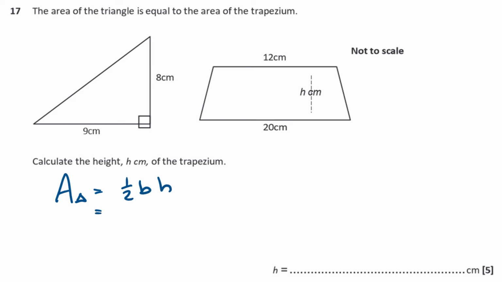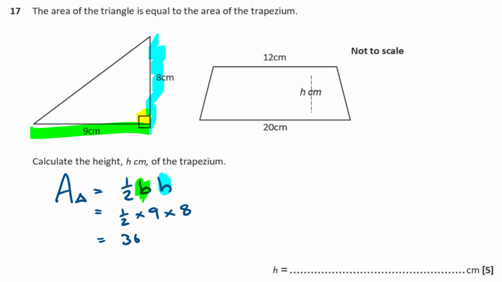Where base and height are two side lengths at right angles to each other. Okay, so the right angle, sorry, it got reproduced quite poorly, is down here. So I'm going to use my base as 9 there, and my height as the 8. Okay, so then subbing that into the formula, that's half times 9 times 8. Half 8 is 4, 4 9s are 36. So that's 36 centimeters squared.